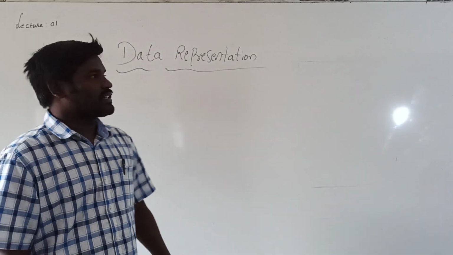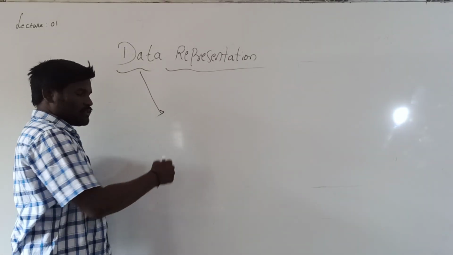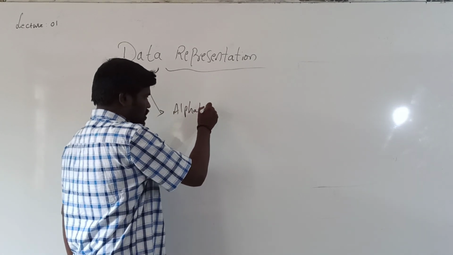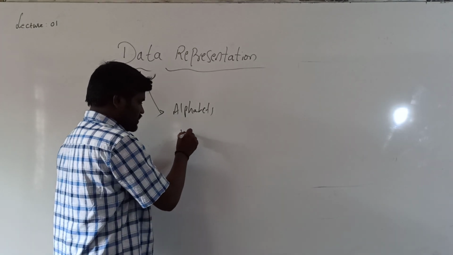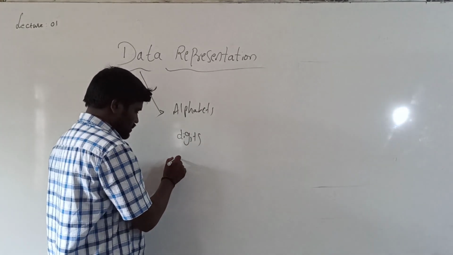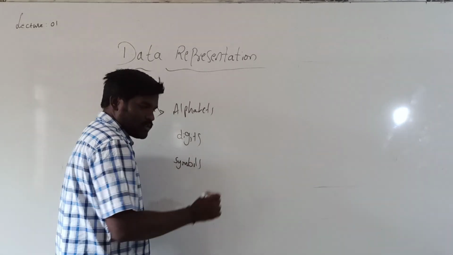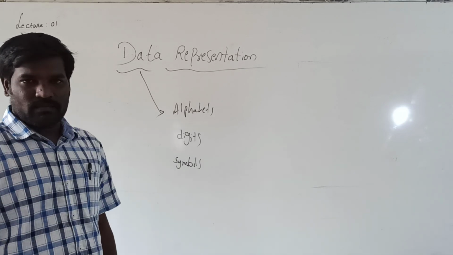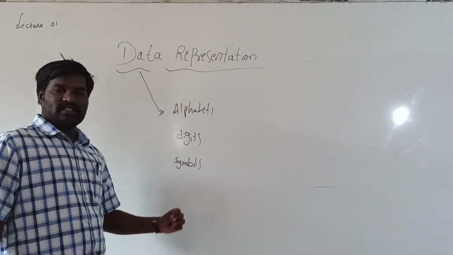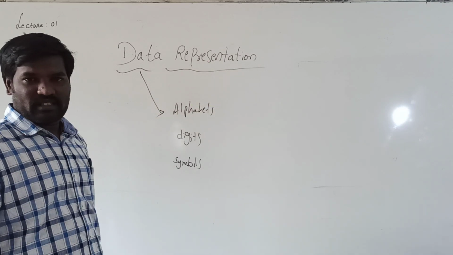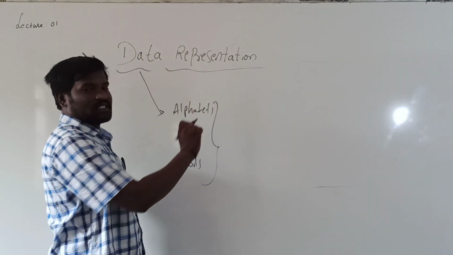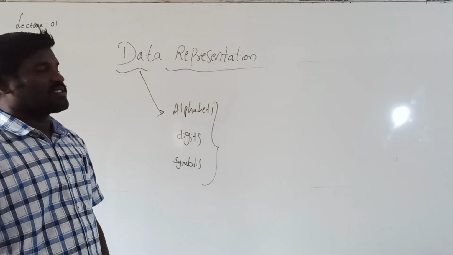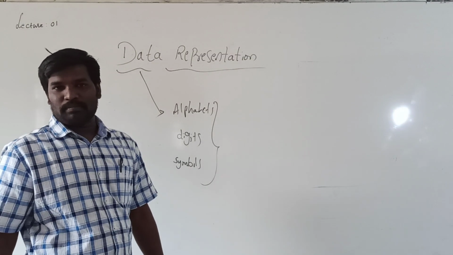So data is nothing but either alphabets, or digits, or symbols. It means whatever you can feed into the system. So data is nothing but alphabets, digits or symbols. Here representation means how this data is represented in the system. That can be discussed in the data representation chapter.